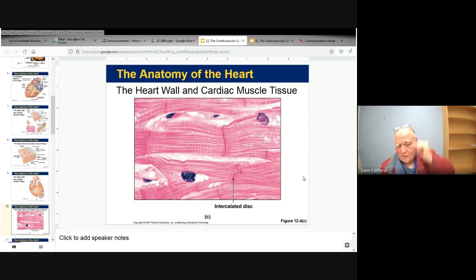This is a better view of the intercalated disc. You can see them right here. You can see that the cardiac muscle is striated, meaning that it has these dark and light bands going across the fibers, across the longitudinal axis of these heart muscles. And notice the heart muscles are also branching.